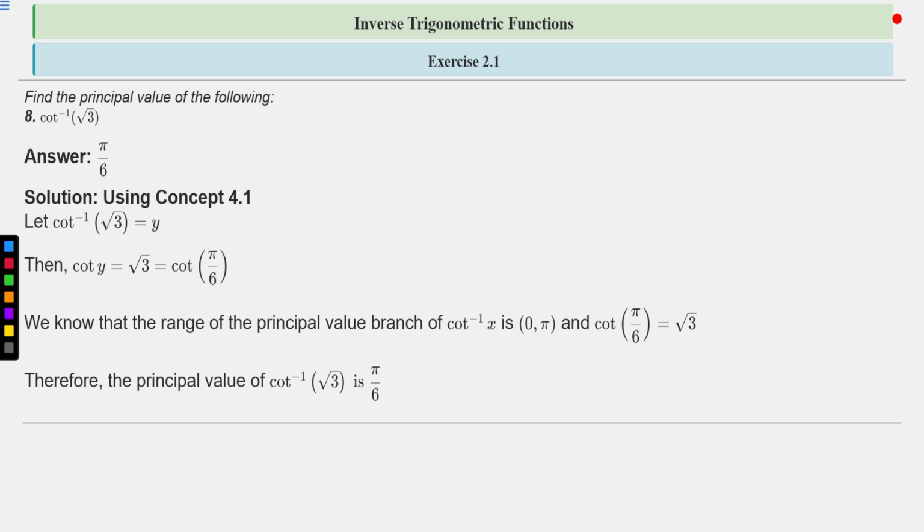Therefore, the principal value of cot inverse root 3 will be pi by 6, right? So the correct answer will be pi by 6. Got it? If anyone has any doubt, you can ask, right?